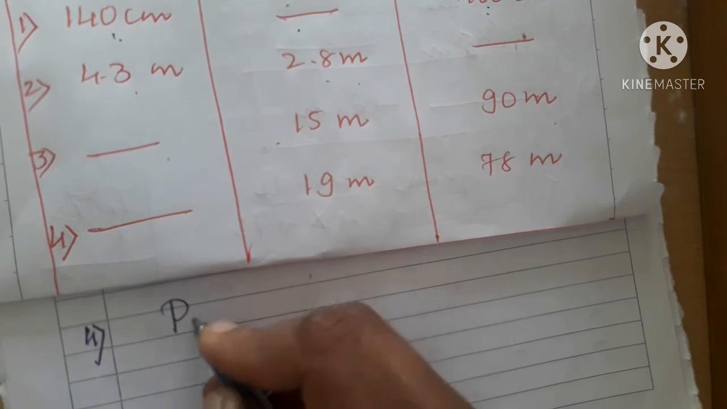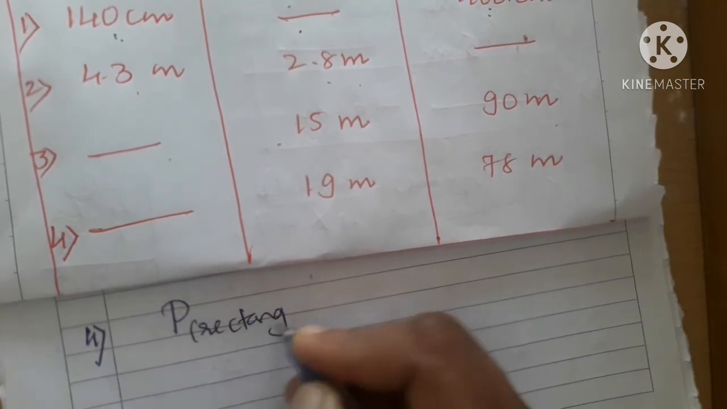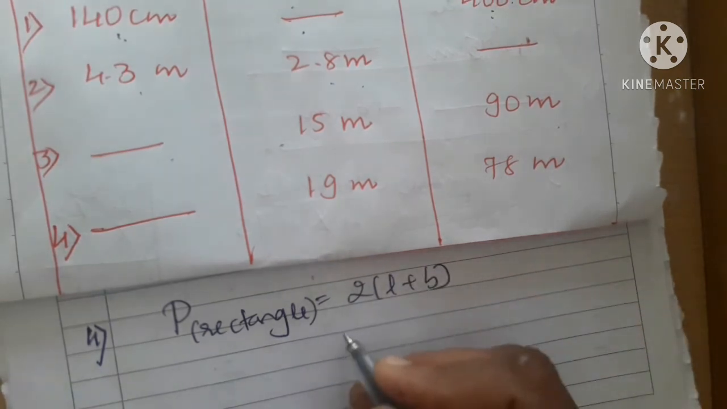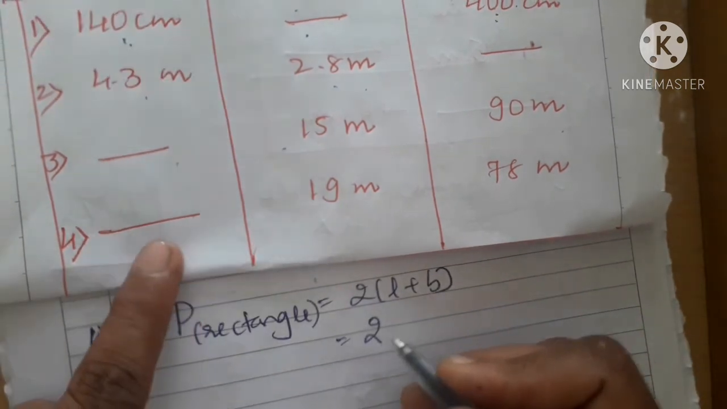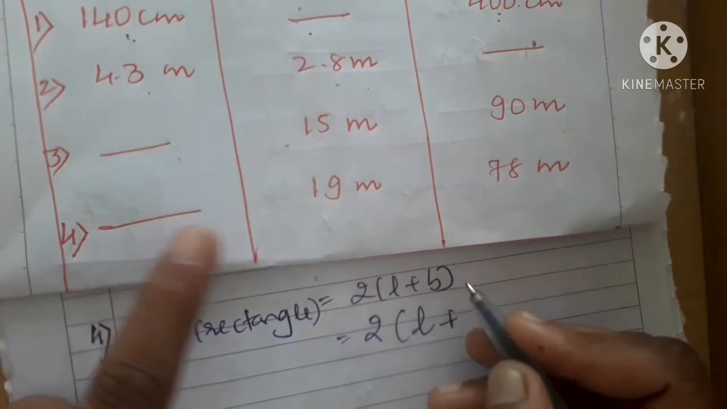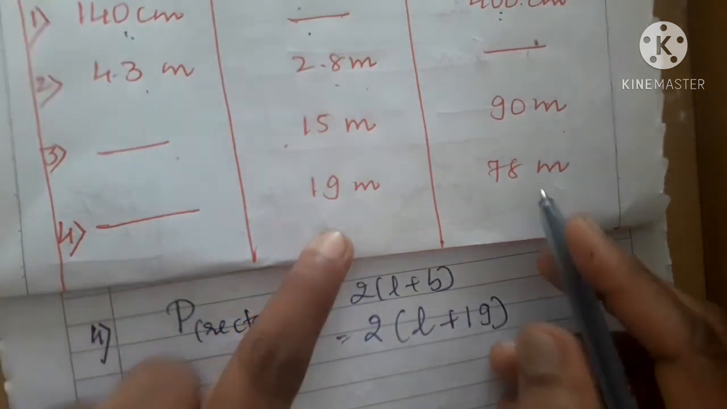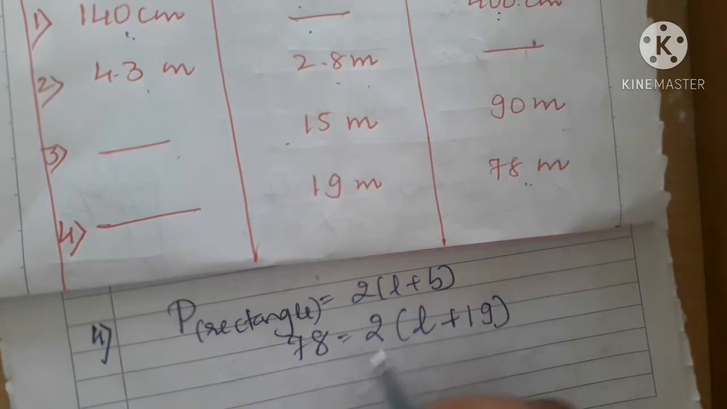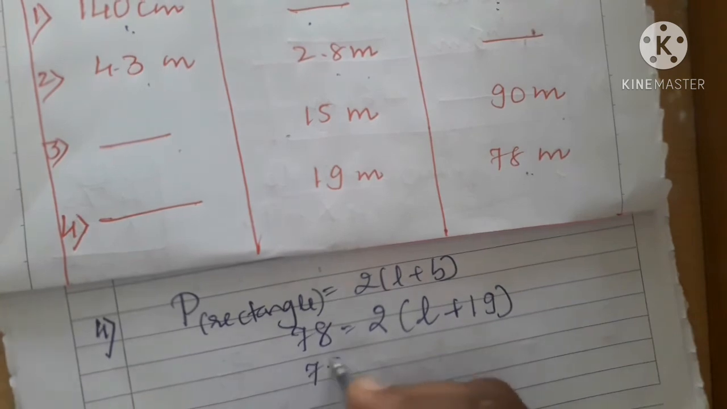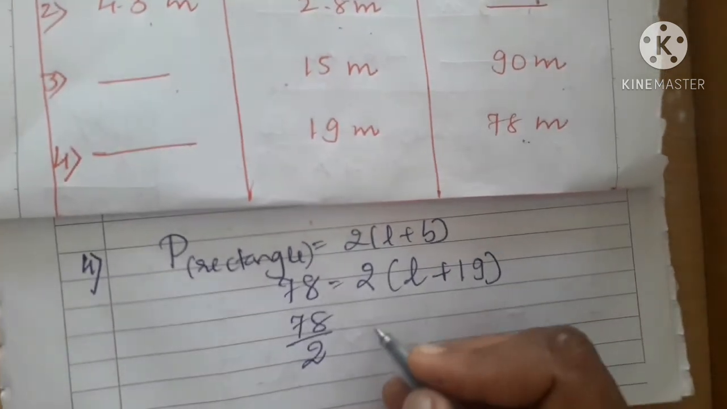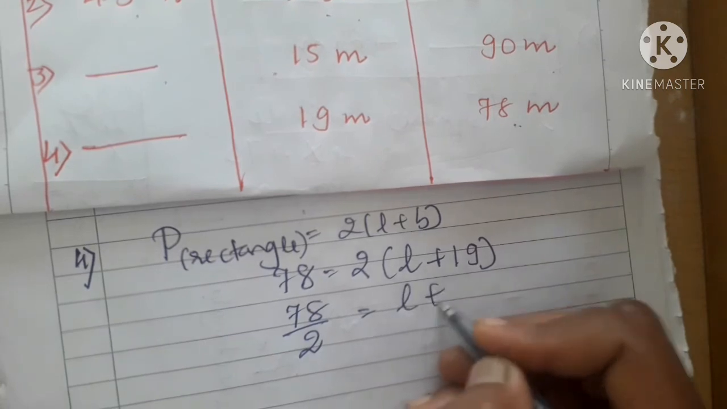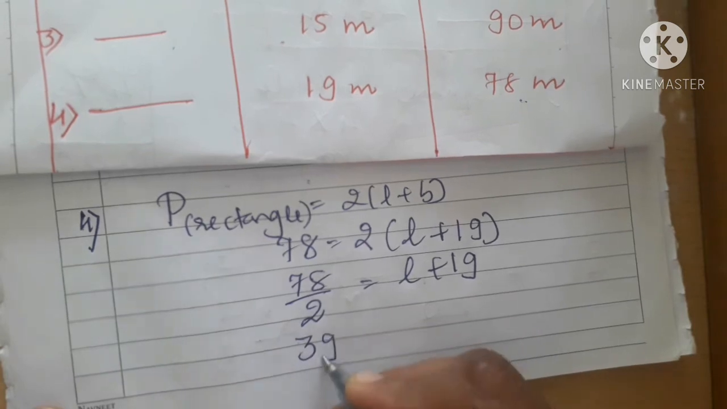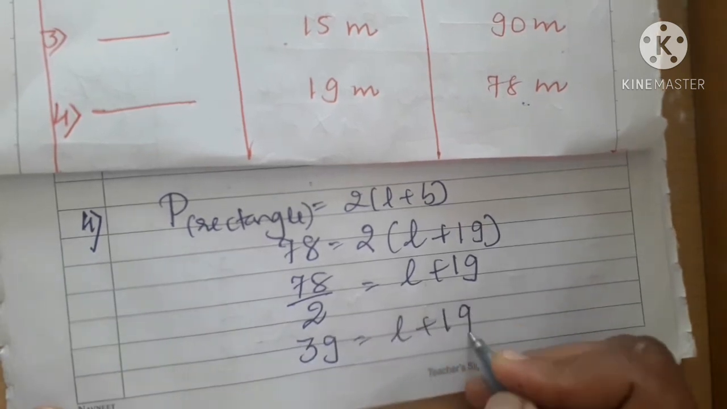I will write here perimeter of a rectangle that is equal to 2 into (L plus B). So here 2, length is not given, L as it is, breadth is 19 meter, and now this is 78. I have to write here. Now this 2 will go in the denominator. So here you will have 78 divided by 2. And what is left out now? L plus 19. So 78 divided by 2, that is 39, is L plus 19.